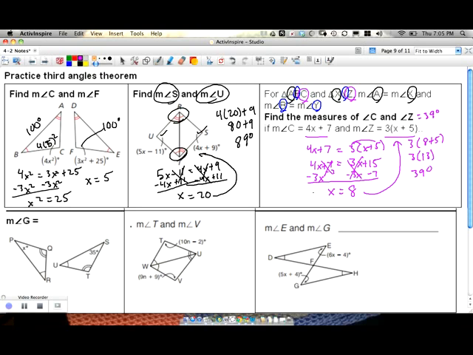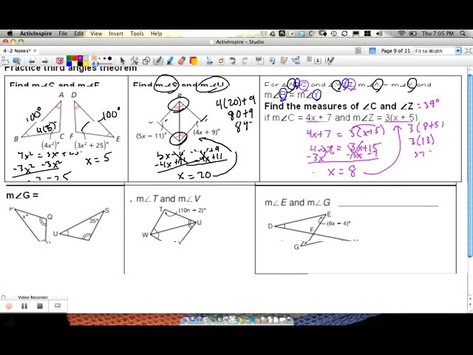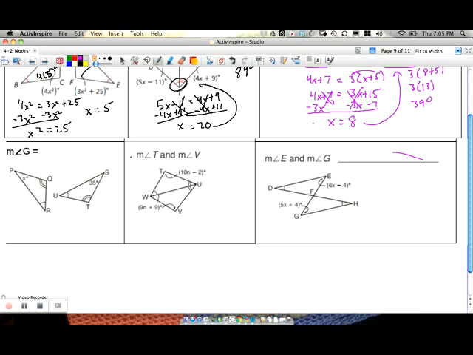Okay, this next one, piece of cake. It should take you like 2 seconds. The third angle here is 35. So what's x? It's 35. And in fact, this shouldn't say measure of angle G. It should have said measure of angle P. And it equals 35 degrees.